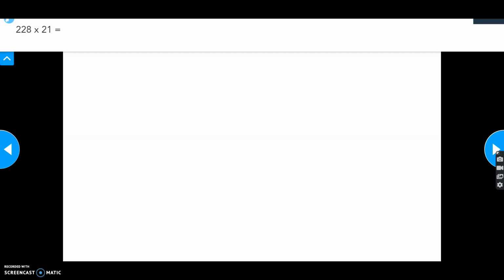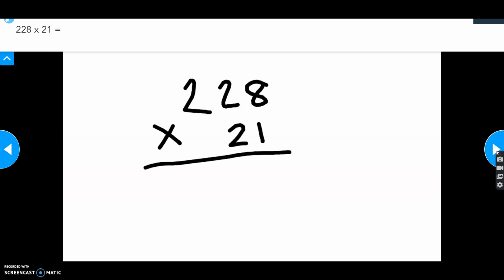Alright friends, this is our third problem. For our problem here, we have 228 times 21. So we start by multiplying with our number in the ones place on our bottom number.